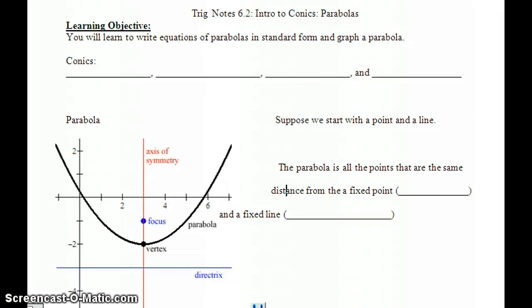This video is Trig Notes 6.2. It's going to be an introduction to conics, and specifically the one type of conic we're going to talk about is going to be the parabola.